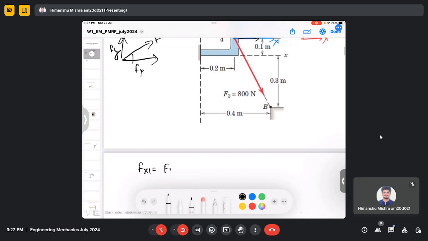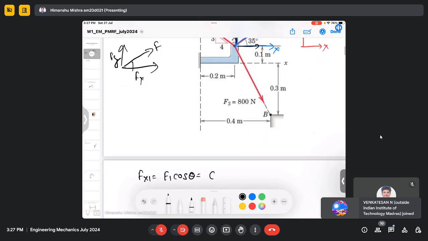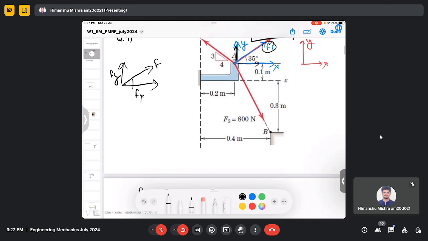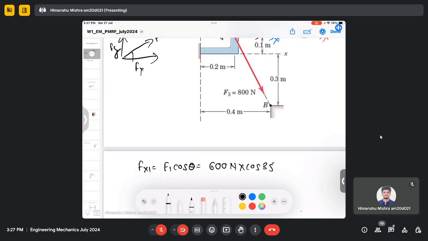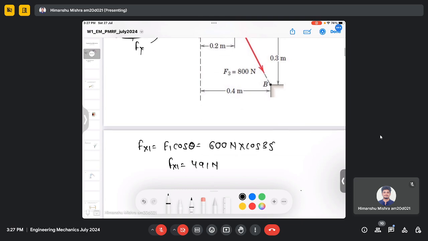Fx1 equals F1 cos theta, which is 600 Newton multiplied by cos theta. Theta is 35, so it's cos 35. If you calculate this, you will get Fx1 as 491 Newton.